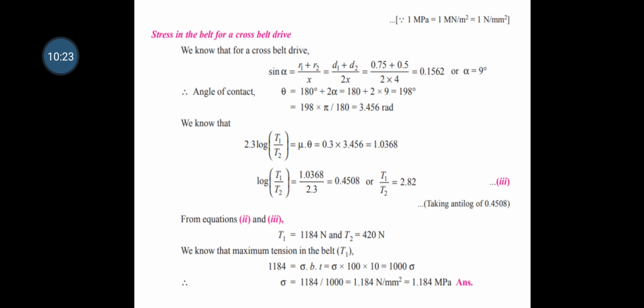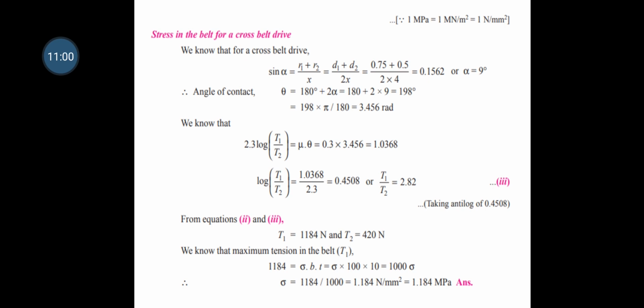For the cross belt drive, sin alpha is equal to r1 plus r2 divided by x. By solving these values, we get alpha is equal to 9 degree and the angle of contact theta is equal to 180 degree plus 2 alpha. So theta is equal to 3.456 radians. We know that 2.3 log of t1 by t2 is equal to mu theta. By solving these values, we get t1 divided by t2 is equal to 2.82. That is equation number 3.